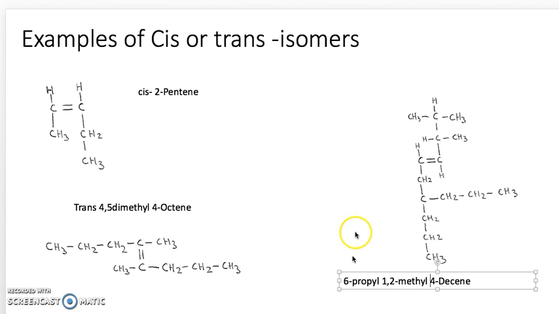4-decene, and now we have the final step, which is identifying if there's a cis-trans isomer going on. If we look at the double bond, this large group here and this large group here are on opposite sides of the double bond, so it's trans. So it is trans-6-propyl-1,2-dimethyl-4-decene.